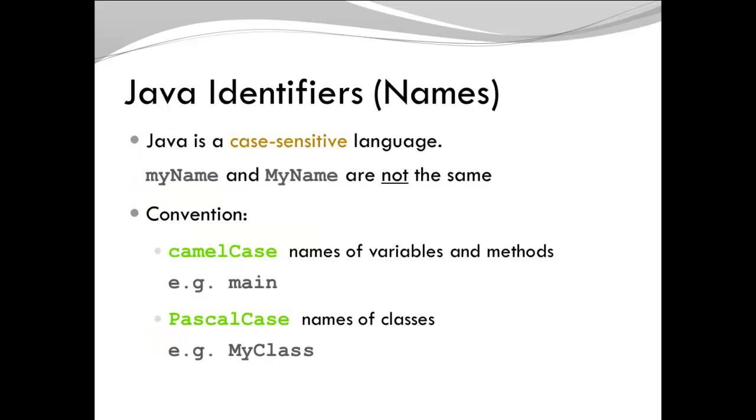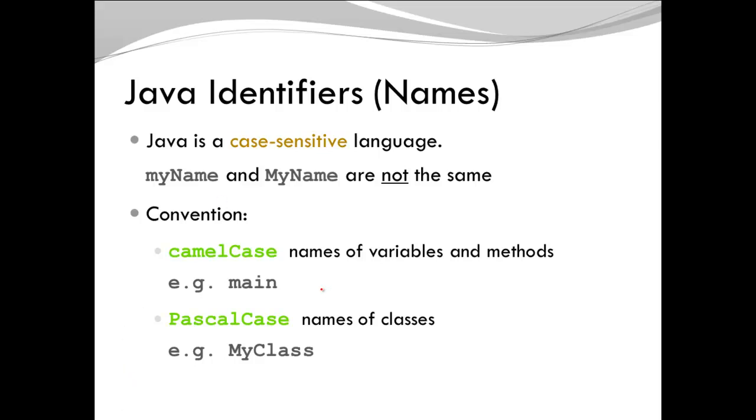There's one more thing I want you to know, and that is that Java is a case-sensitive language. This means lowercase and uppercase letters are treated very differently. So myName lowercase and MyName uppercase is not the same name. In Java, names of variables and methods are written in camel case. That means they start with a lowercase letter. If it's a compound word, the other words are written with the first letter uppercase.